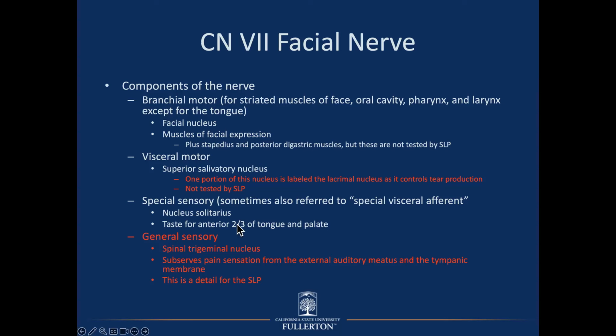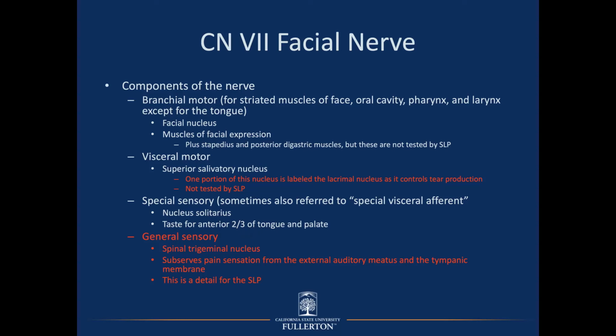And what is the nucleus? Nucleus solitarius. And so there's quite a few neurons in the facial nerve that are carrying taste information from the anterior 2/3 of the tongue, and they're going to track back and end up in the medulla and the nucleus solitarius, which we have looked at before.